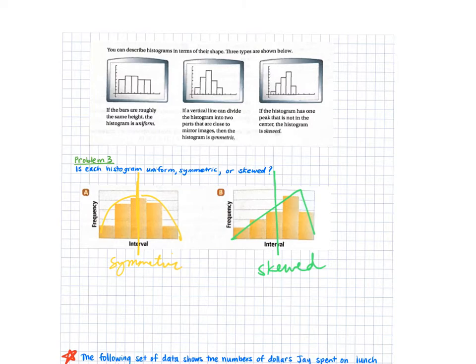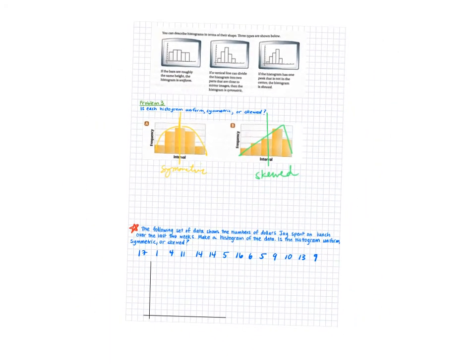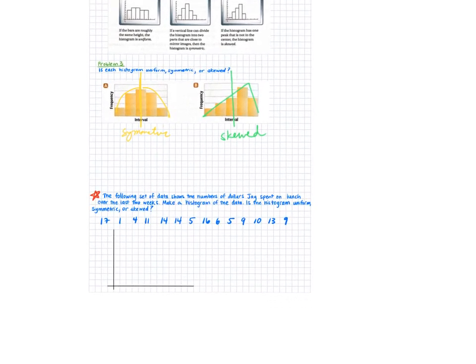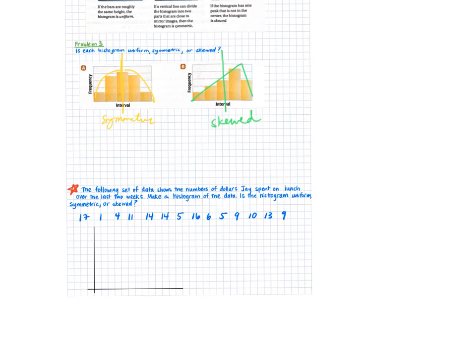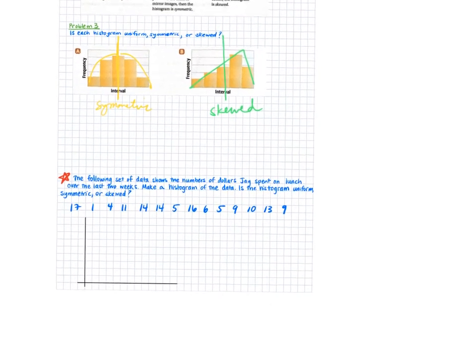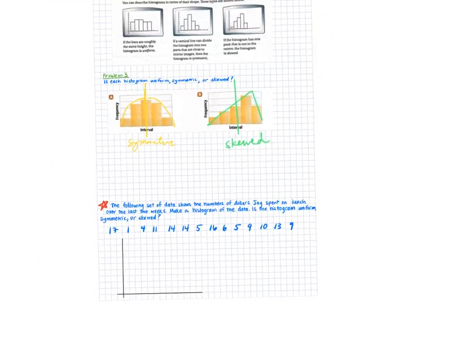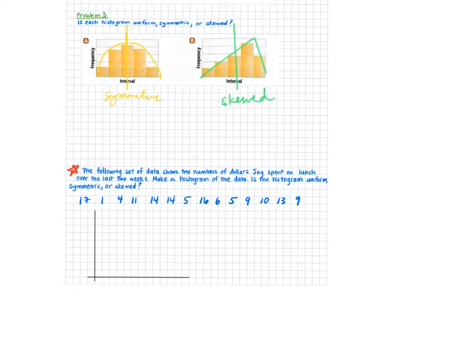Okay, and then why don't you look at these? Oh, actually, you're going to have to do your own. So make your own histogram, and then decide whether or not the histogram is uniform, symmetric, or skewed. And I'll leave that up like that. Okay, press pause, try this on your own, and check back for the solution.